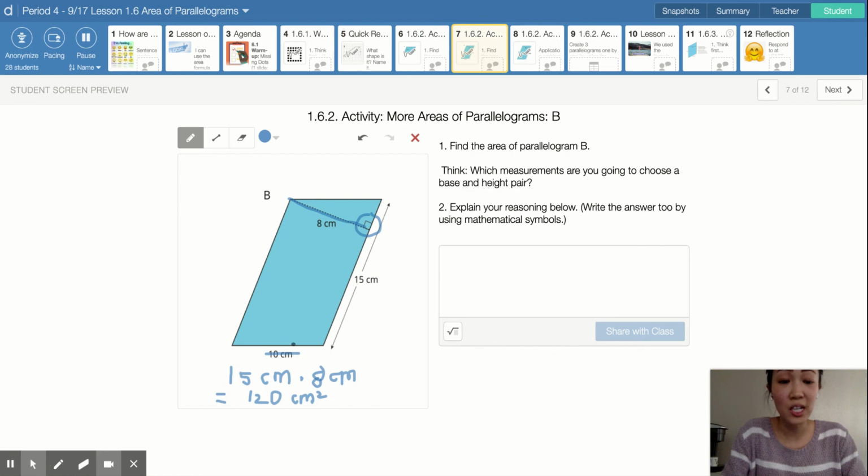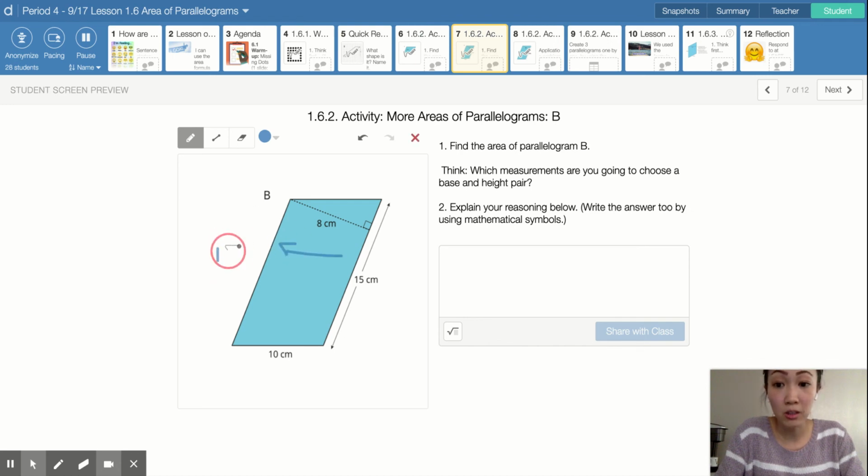And I notice I don't need to use the 10. Sometimes they throw in random numbers just to try to trick us. But we weren't tricked because we know that the base and the height have to be perpendicular. So another thing I want to remind you guys of is that if this side is 15, the opposite side is also going to be 15 centimeters. So that's the cool thing about parallelograms. The opposite side is always going to be the same as the base, or this side.